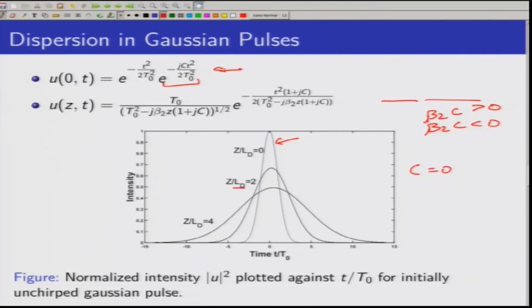However, if beta 2 c is less than 0, then the dispersion induced chirp and the initial chirping that we are providing the pulse will counteract, and so we will initially see some sort of compression, and then the net chirp becomes 0, and then again it starts monotonically increasing. So, for the initially chirped pulse, counteracting with the beta 2 leads to compression to a certain distance, and then it starts again monotonically increasing.